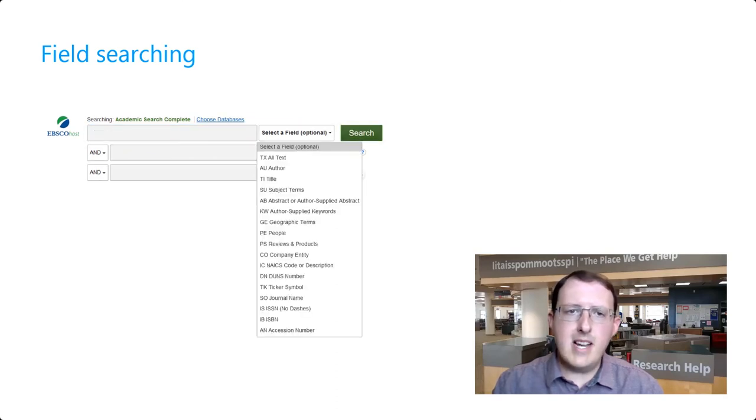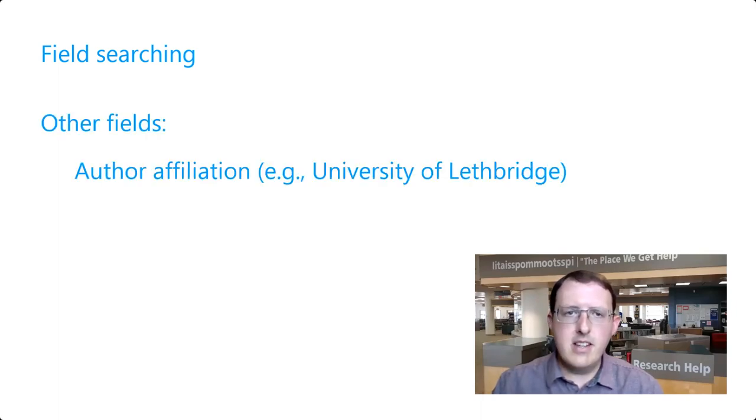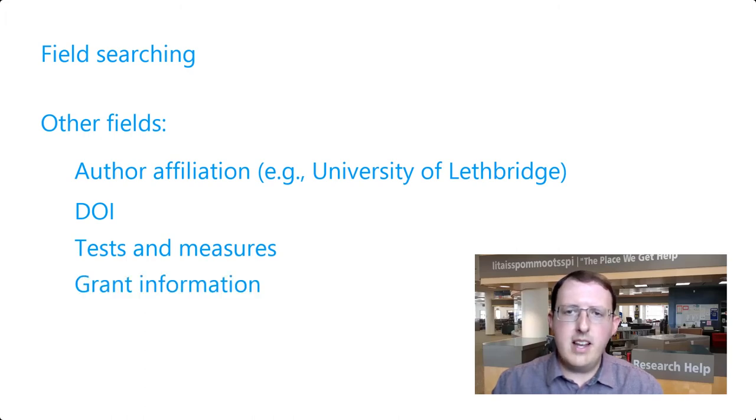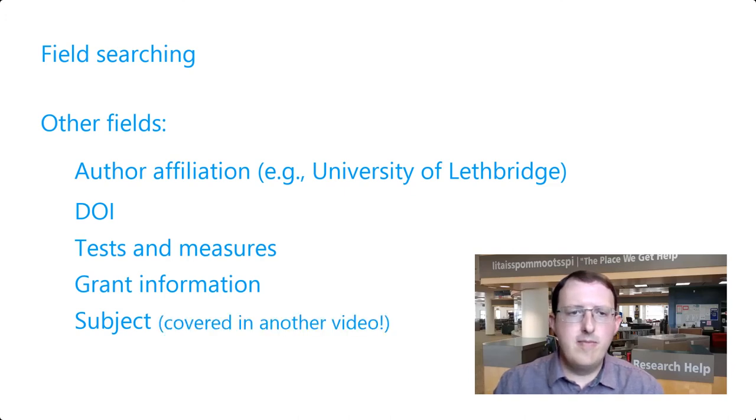Or you may be tasked with finding an article from a certain journal. Most databases will allow you to search or browse articles by journal title. Some databases offer dozens of fields through which you can limit a search. Other examples include author affiliation, DOI, tests and measures, grant information, and subject, subject term, or subject heading. We'll be talking more about the subject terms in another video.